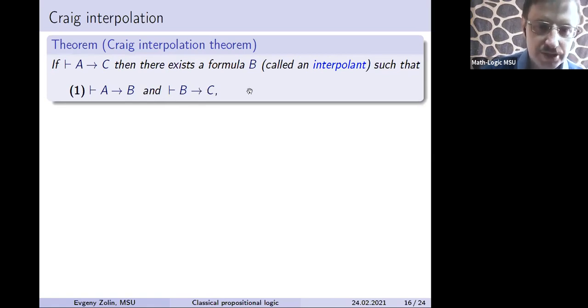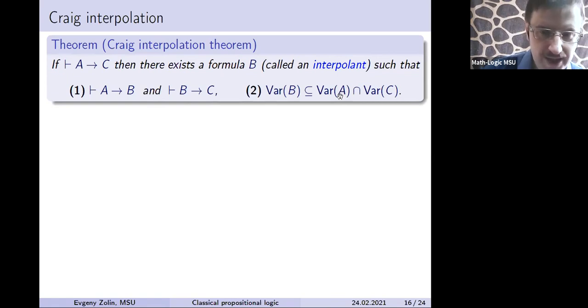But we have an additional restriction. The formula B must have variables that are both in A and in C. So var B is the set of variables that occur in the formula B. So if we have some implication that is valid, that is provable in our calculus, and they have some common variables, then we can build one formula with these common variables such that A implies B and B implies C.